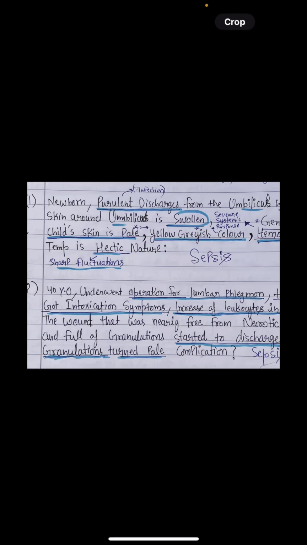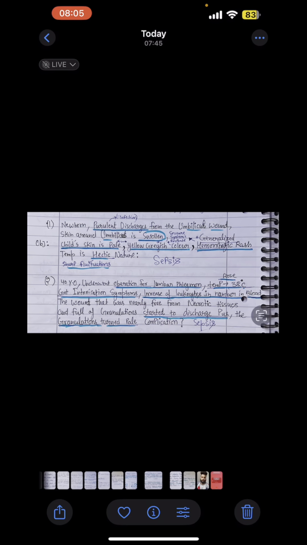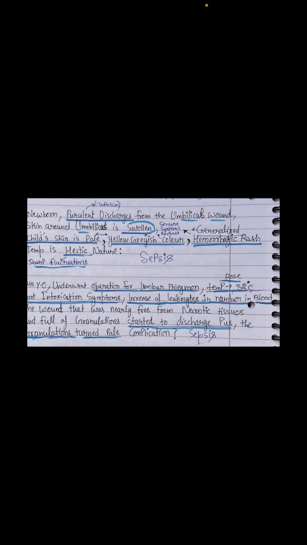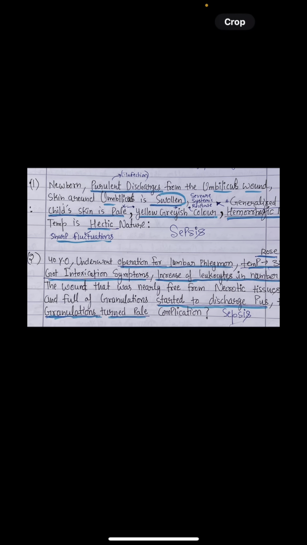So the child is pale, yellowish. The thing was just an infection, the purulent discharges. But in the question, the patient has this many signs to mark it as sepsis. However, they did not give me the BP of the patient. I used to remember sepsis as an infection plus very low BP. So let's see the next question.